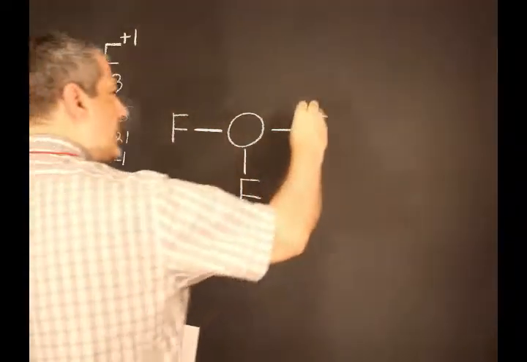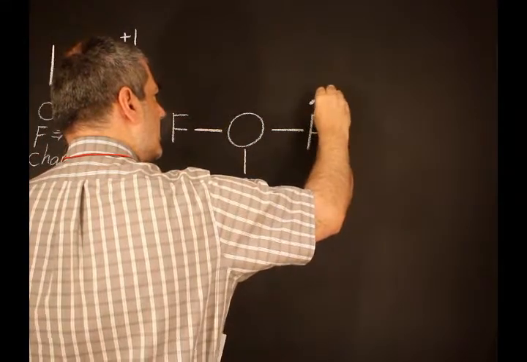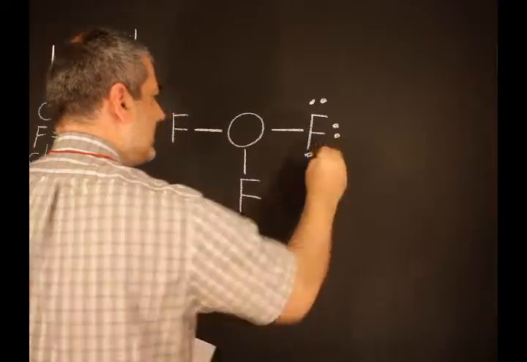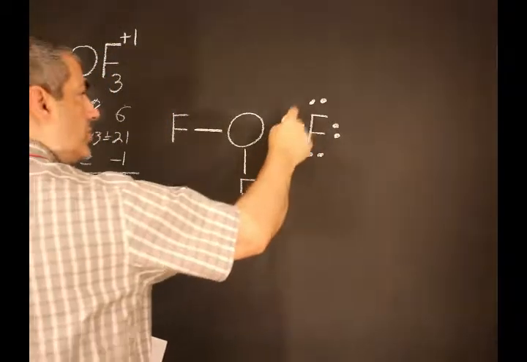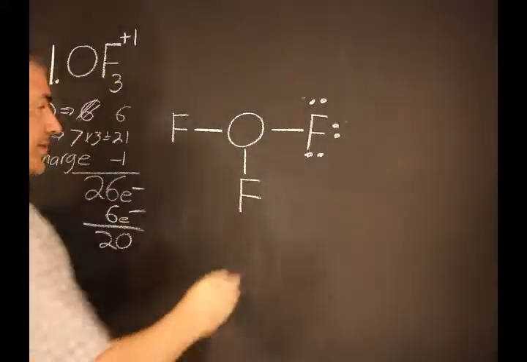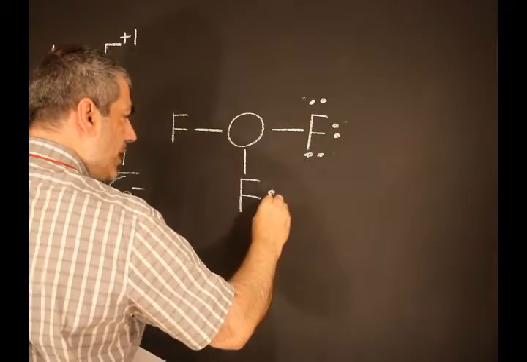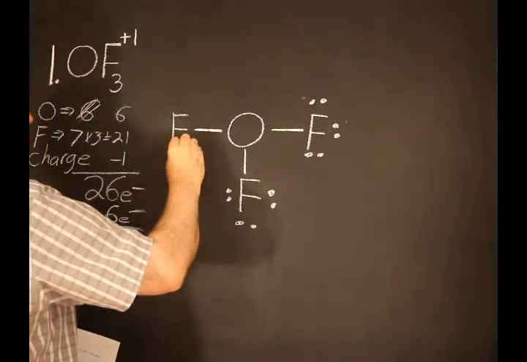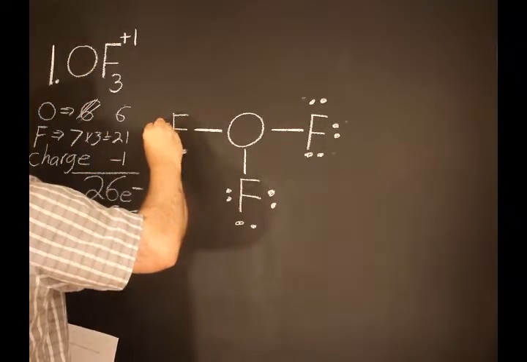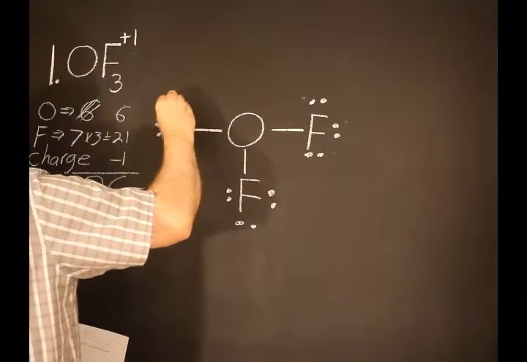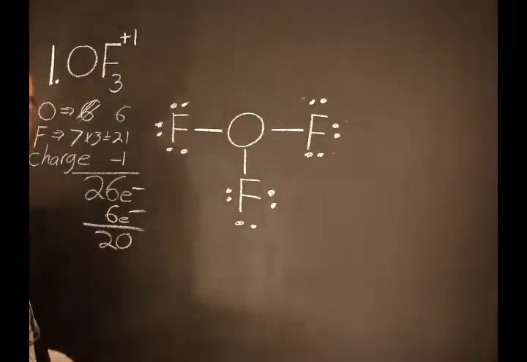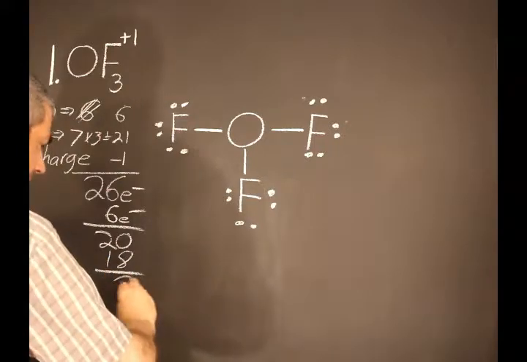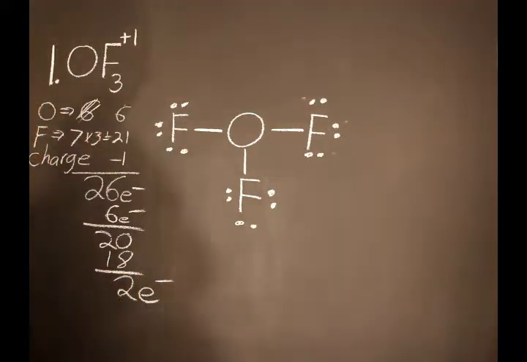So each fluorine needs an octet. 2, 4, 6, right? So 2, 4, 6, 8. We have an octet. We do the same for the other 2. So 2, 4, 6. So I've used a total of 12 electrons, 14, 16, 18. So 6 times 3 is 18 electrons. Well, now we have 2 electrons left over.